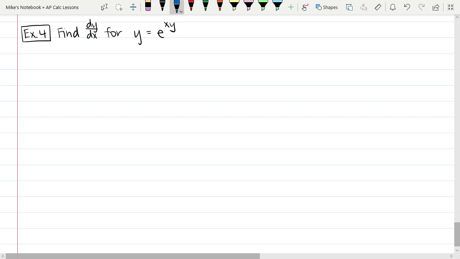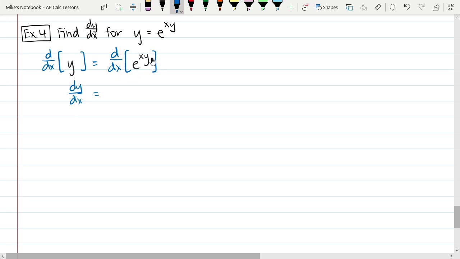Okay, and just to wrap this one up, let's also take a look at an example using implicit differentiation that involves an exponential function. So once again, we're going to have the derivative of y equals e to the xy with respect to x. So first thing I need to do is find the derivative with respect to x of both sides. So I have d dx of y equals d dx of e to the xy. All right, so the derivative of y with respect to x, of course, is just dy dx.